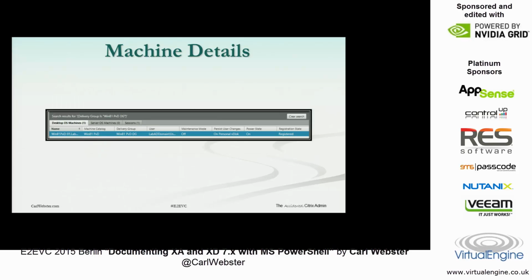When you double click a catalog or a delivery group, it will take you and show you all the desktop, server, machines and sessions. We give you all that information. Anything you can double click, we give you that information. Here, you can also right click and select what details you want to see. And there's a lot of details. The script documents every single one of those.